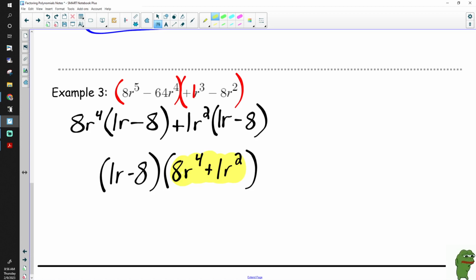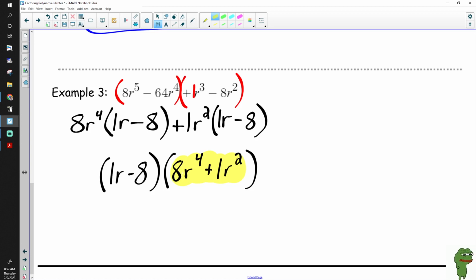It's not a quadratic, right? Because it's to the 4th power. Remember, that's called a quartic. It's not a quadratic. However, do those two terms still have more we can take out? What do they both have? How many r's could we take out still? 2.